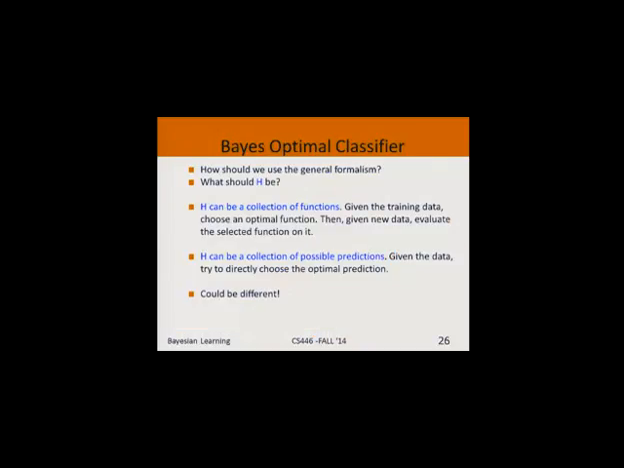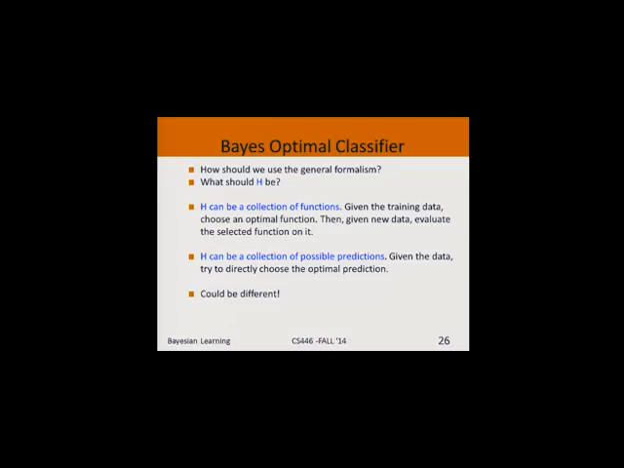Okay. So before we get to solving this computational problem, I want to highlight one thing. How can we use this general paradigm that we have? Basically, the question is, what should H be? And as I said, we are using Bayes' rule, and we can instantiate H in many different ways. For example, H could be a collection of functions. Given training data, I'm going to choose the most probable function, the most likely function, or the maximum a posteriori function. And then, given new data, I'm going to use this function. That's option 1.